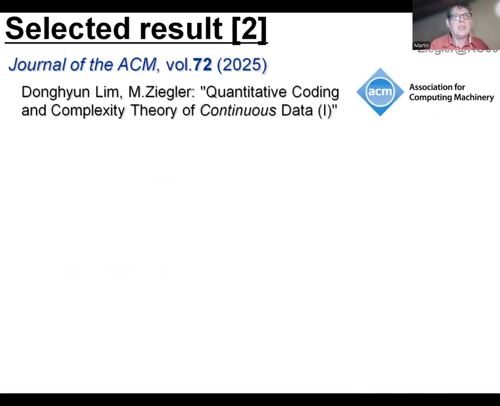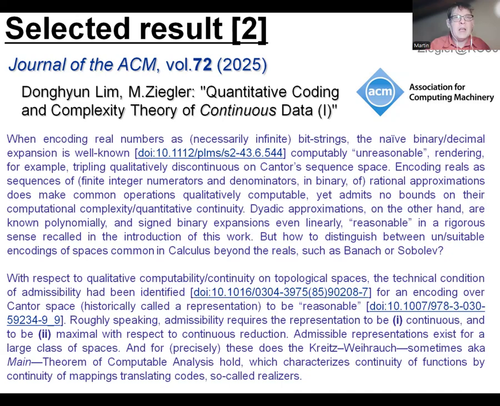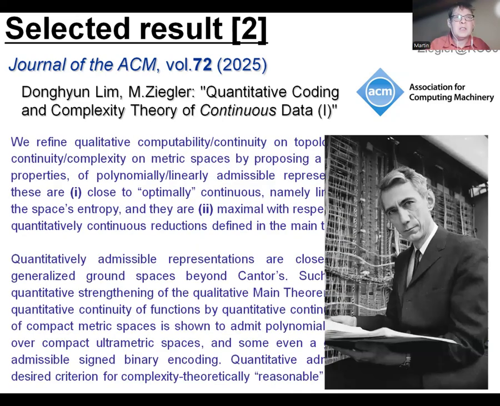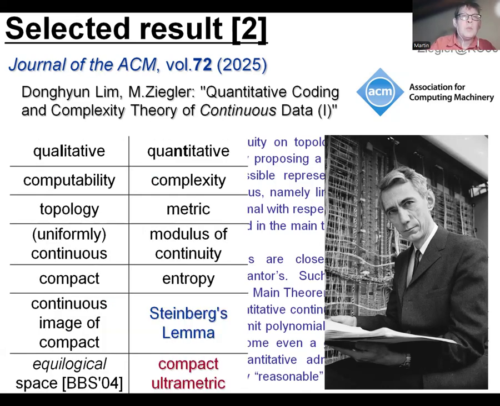Second journal publication, in the ACM, is a quantitative coding and complexity theory of continuous data by our PhD student Dong-Hyun Lim. And again, let me skip over the abstract and just emphasize that this is kind of a continuous counterpart to Claude Shannon's famous discrete quantitative coding and complexity theory, like Shannon's famous sampling theorem, for example. We've also developed kind of a dictionary between quantitative and qualitative. The qualitative setting is well established. Computability, we devise a counterpart complexity. Qualitative is topology, quantitative is metric, and so on.